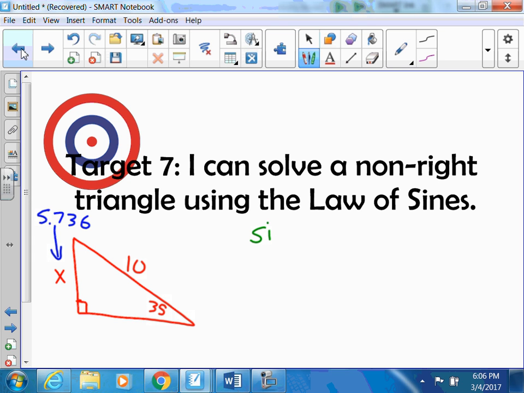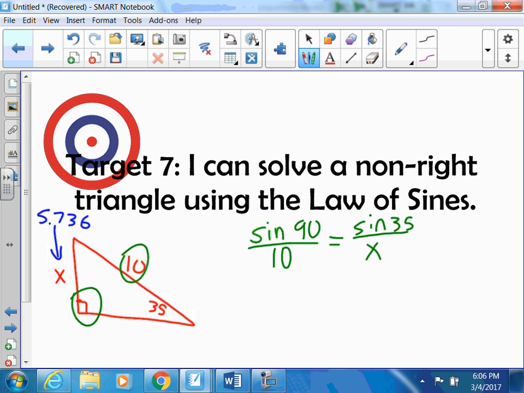Do we have an angle and a side opposite of each other? We have 10, and we have this right angle here. So I could do sine of 90 over 10 equals sine of another angle, that will be 35, over its opposite side, x. Now you need to focus in on this video. There's going to be a lot to it, but if you focus, pause it if you need to, and make sure you're following along, because this will get easier, you just haven't seen it before. So make sure you understand how I set this up. I did the sine of 90 over 10, and that has to equal the sine of 35 over x.